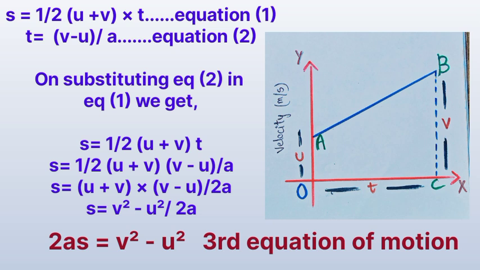s equals (v square minus u square) by 2a. So 2as equals v square minus u square. This is the third equation of motion.